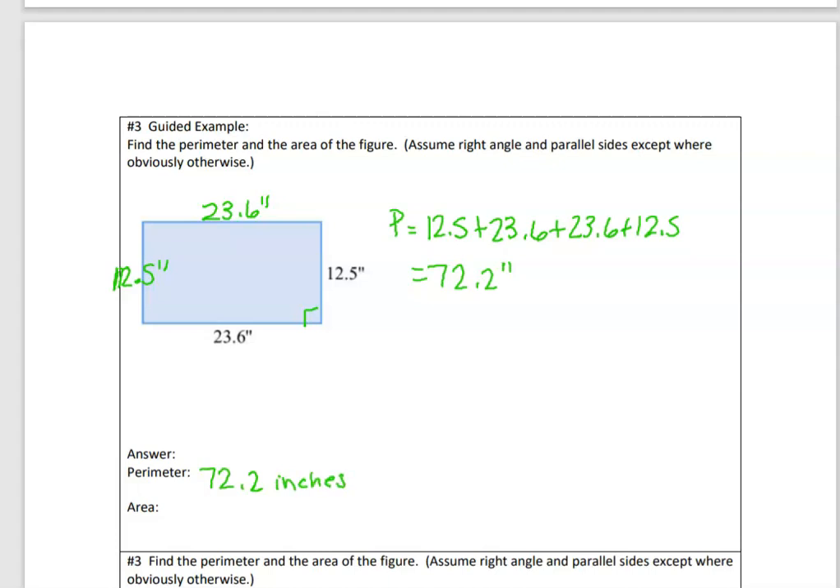Okay, next thing it asked me to do is find my area. To find area, you would do length times width. So 23.6 inches times 12.5 inches. Inches times inches is going to get me inches squared. So in my answer, I want to write inches squared. 23.6 times 12.5 ends up being 295 inches squared.